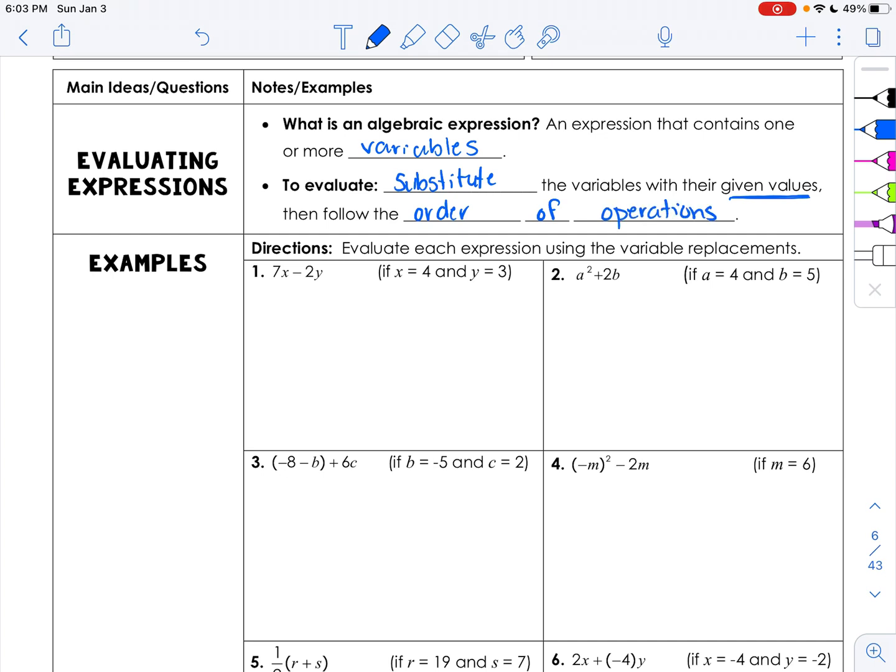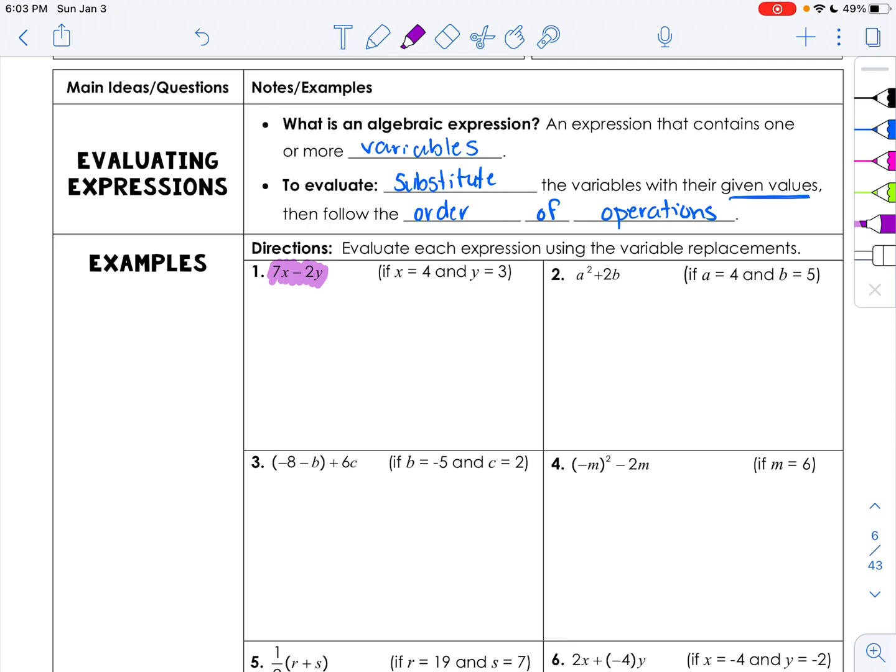So remember, expressions, you have operations such as addition, subtraction, multiplication, division. You have your variables, and you have constants and coefficients. So when you're evaluating an expression, you're being told what those variables represent. We know that variables represent an unknown number, but when we evaluate an expression, that unknown value is given to us. So first we want to start with number 1 and evaluate 7x minus 2y.